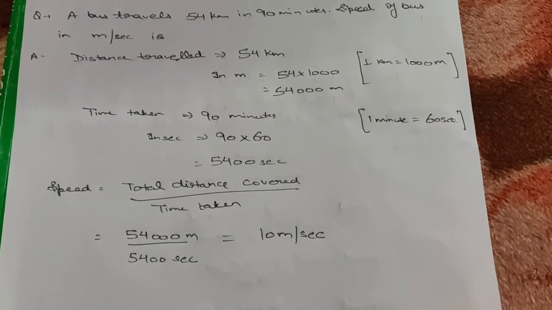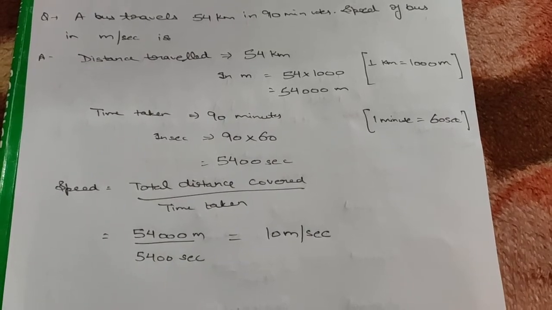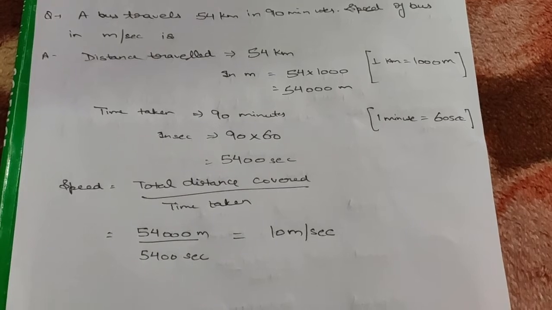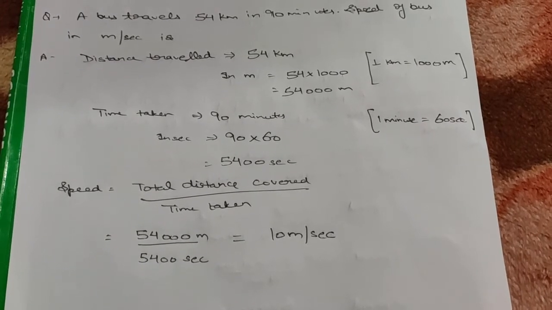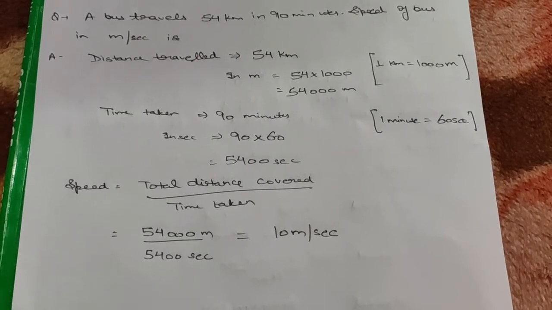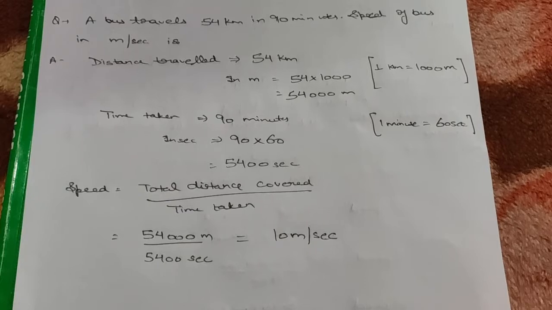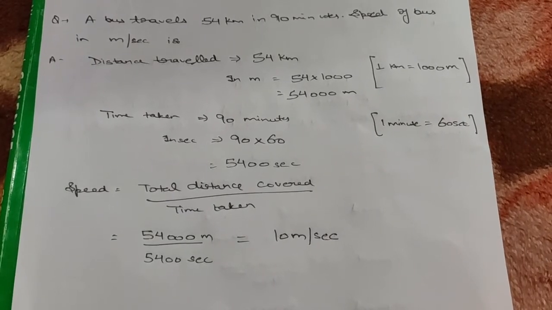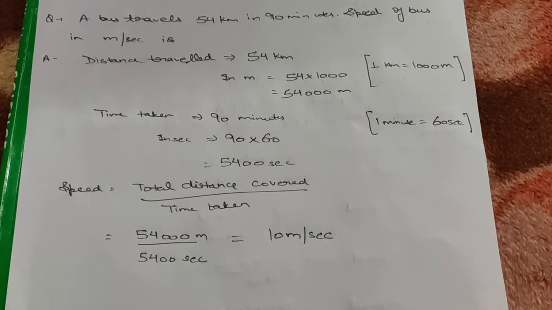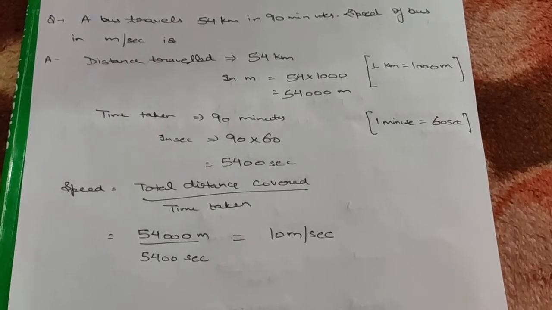So now, the question says a bus travels 54 kilometers in 90 minutes. The speed of the bus in meter per second is. Now, if it had asked only the speed of the bus, then we could have easily said speed equals distance divided by time, that is 54 divided by 90, and the speed would have come in kilometer per minute. But the question has given us a condition. It is asking the speed in meter per second.